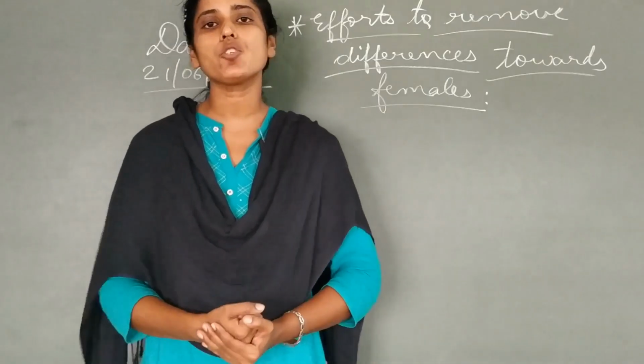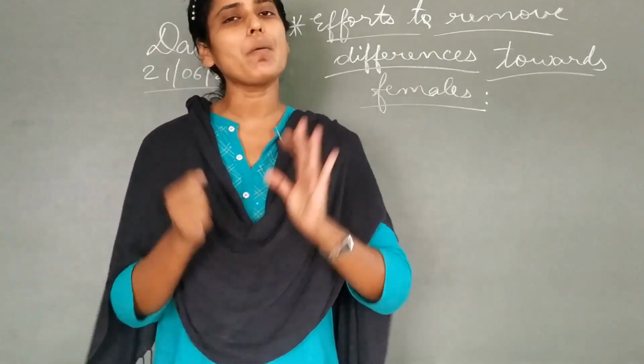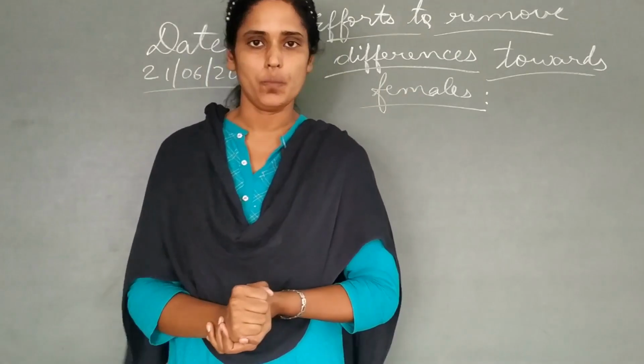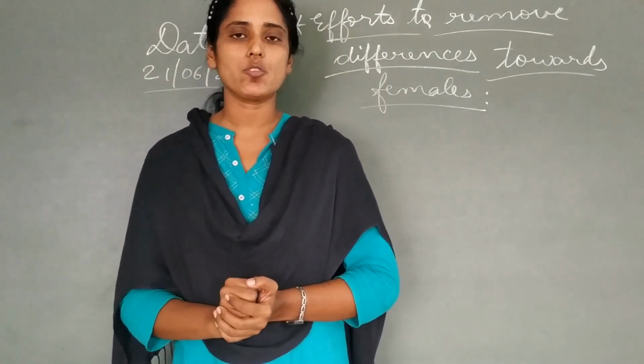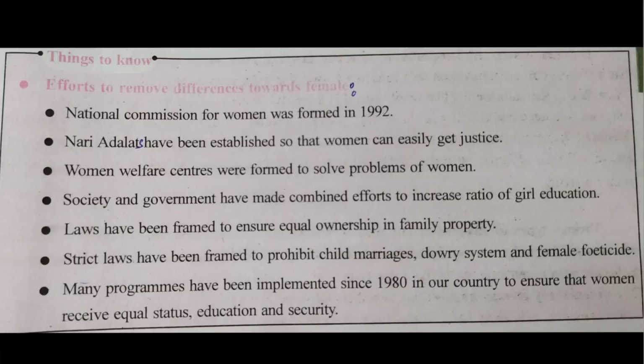Now students, we will come to the next topic of our textbook, that is page number 93. We have a pink box, students, over there, things to know. This is the last part of our chapter. This is a very important information regarding changes or reforms done for the development of women. Let's see which are those reforms. See the pink box, students, what is the heading there? Refers to remove differences towards females. That is how to bring up the condition of women in the society.